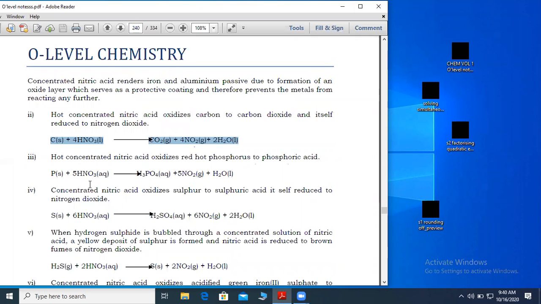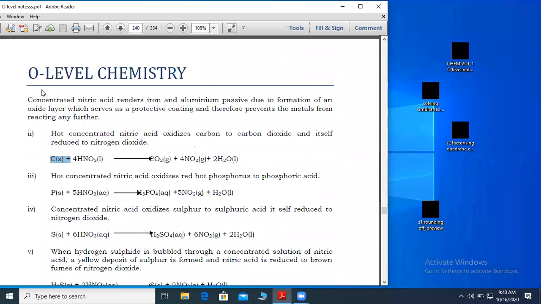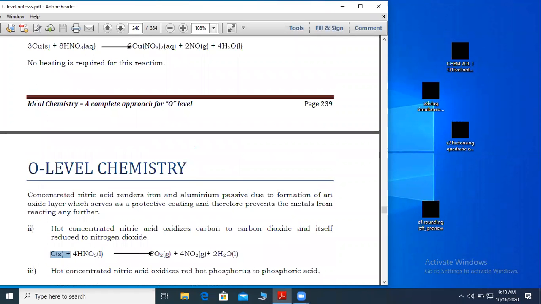You need this one of phosphorus, you don't need to know. But this one of sulfur, you need to know. We even looked at it when we were looking at sulfur. So nitric acid reacts with sulfur to form sulfuric acid, nitrogen dioxide plus water. And it reacts when it is concentrated. So this one is important, you should know. This one you should also know, plus these two that we have looked at. You must know.